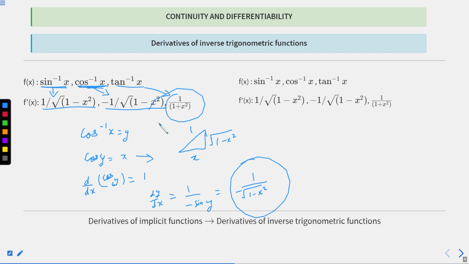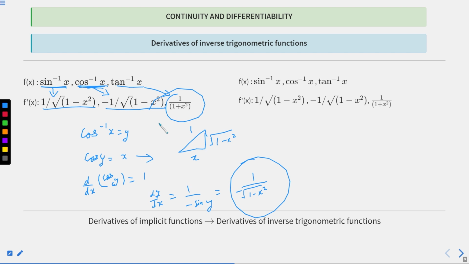So please remember and memorize them, as we are going to use them a lot. There are many questions where we use the derivative of sine inverse x, cos inverse x, and tan inverse x. In integration you will know that these are very important things. Simple. Now let us move to next.